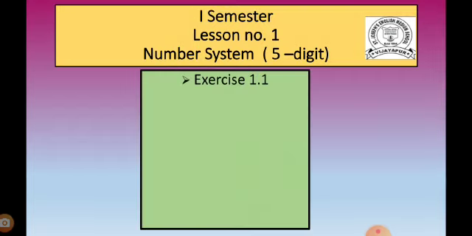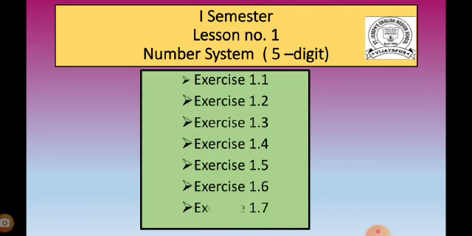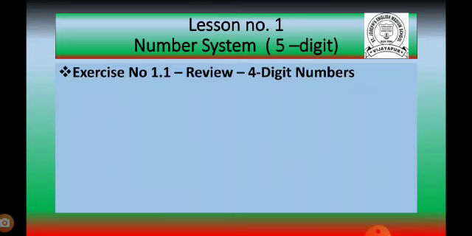In this lesson, we are having 7 exercises, from exercise 1.1 to exercise 1.7. But in this video, we are going to learn only the first exercise, exercise number 1.1. In exercise number 1.1, we are having a review of 4-digit numbers.